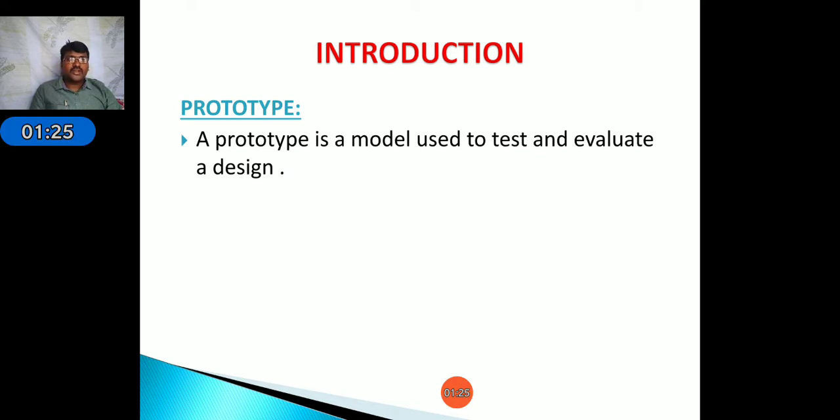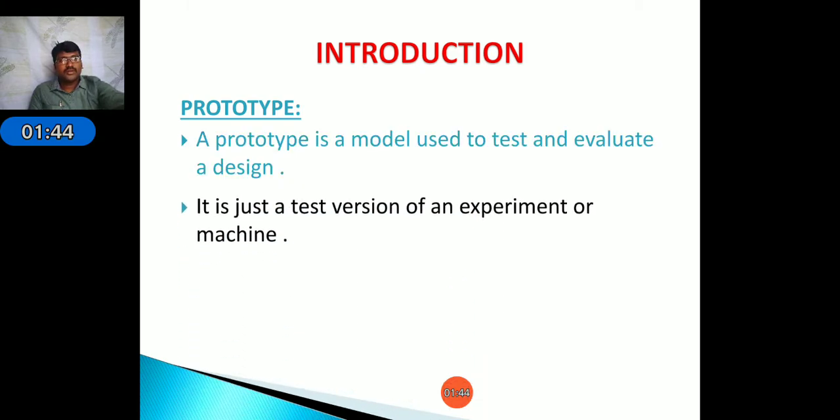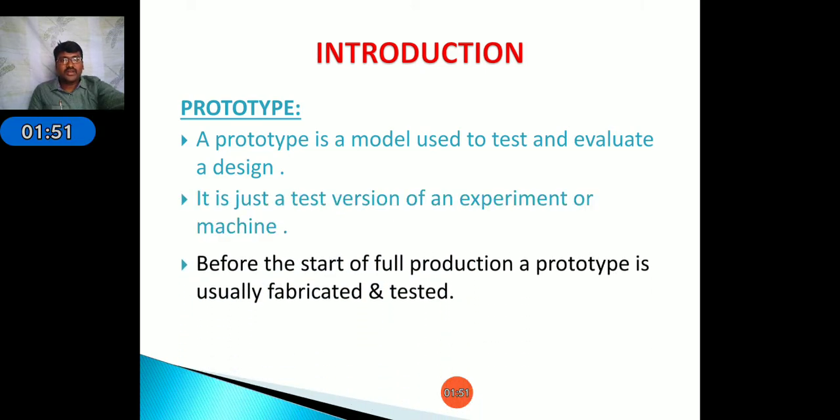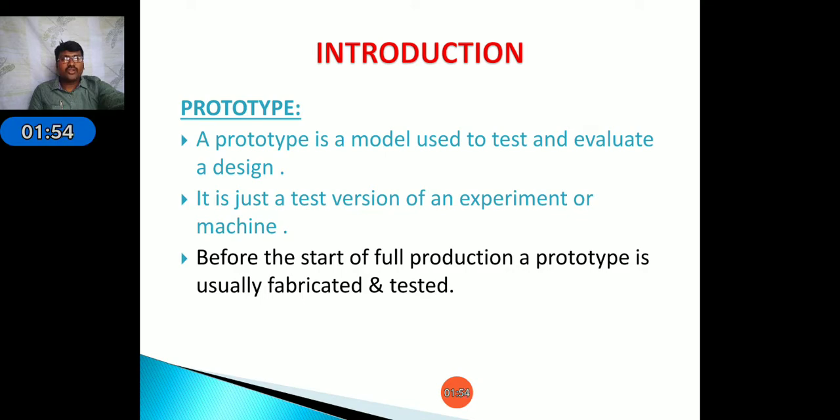Generally, in olden days the prototype was prepared by traditional methods. In that case a number of losses will occur. For that case we invented a new technology, that is rapid prototyping. It is just a test version of an experiment or mission. Before the start of full production, a prototype is usually fabricated and tested. That is before the production process.